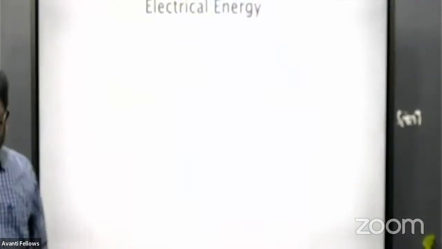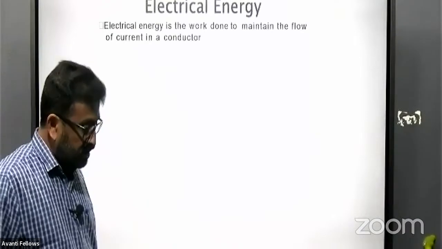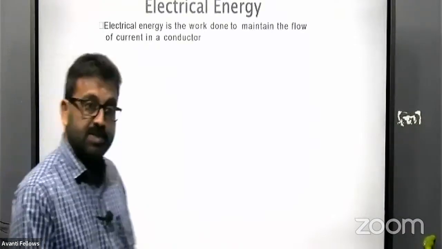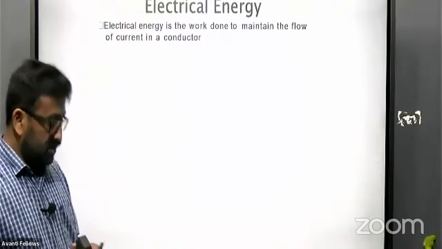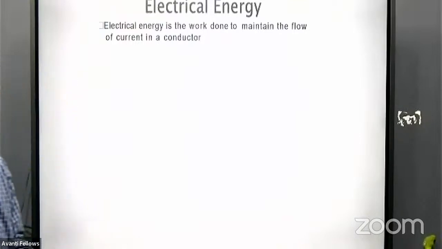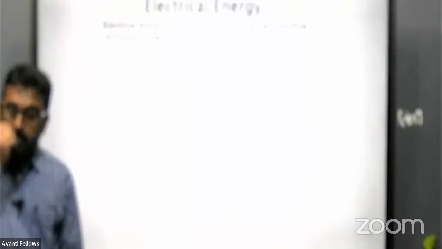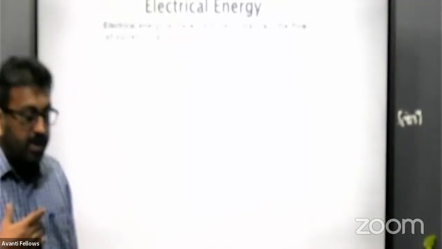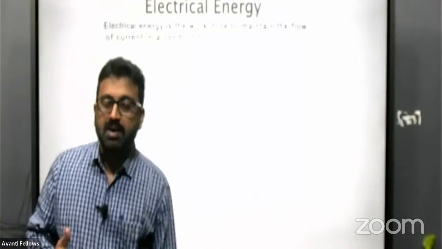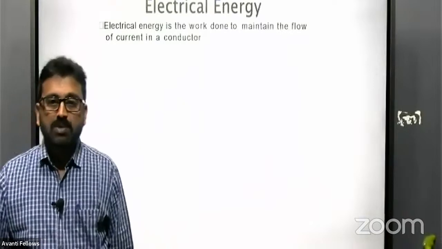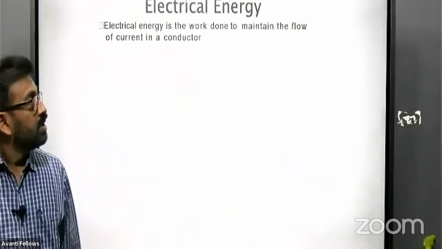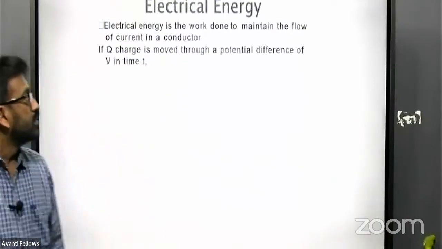Now, electrical energy is also included this time. We know energy is the capacity to do work. Here the work is done to maintain the flow of current in a conductor. To maintain a current in a conductor, the amount of work we have to do is called the electrical energy.